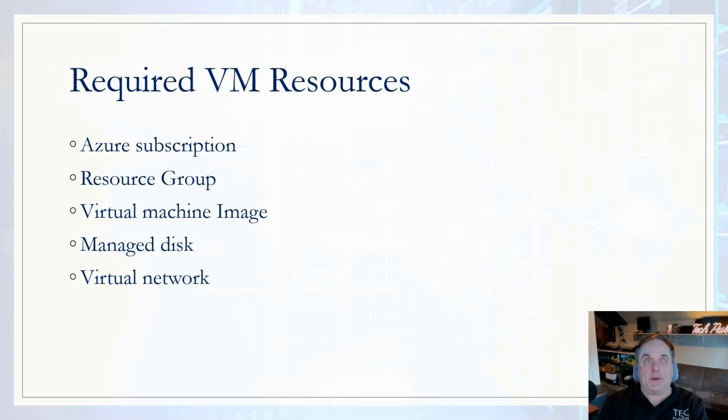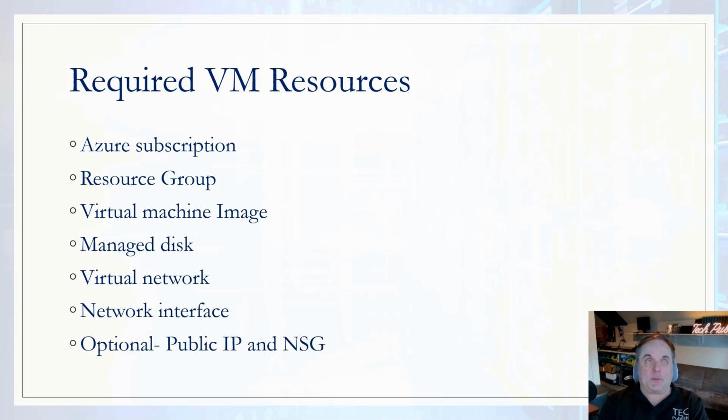You've got to put that data someplace, and it's going to have to be on storage in Azure. The next thing is going to be a virtual network as well as a network interface card. So that way you can have network connectivity between different resources as well as out to the internet. And optionally, you can have a public IP address and an auto-created network security group.